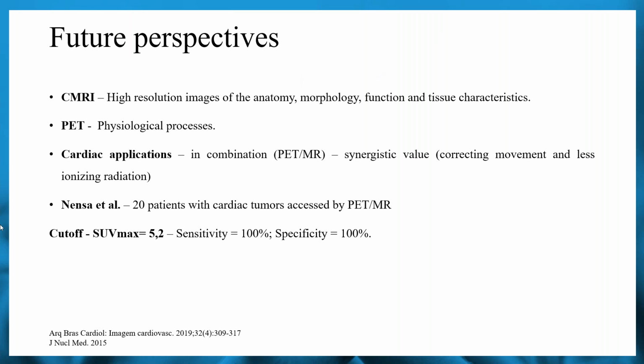In this case series, published in 2015 in the Journal of Nuclear Medicine, 20 patients with cardiac tumors were assessed by PET-MR, and it established a cutoff SUVmax of 5.2, reaching 100% sensitivity and specificity.